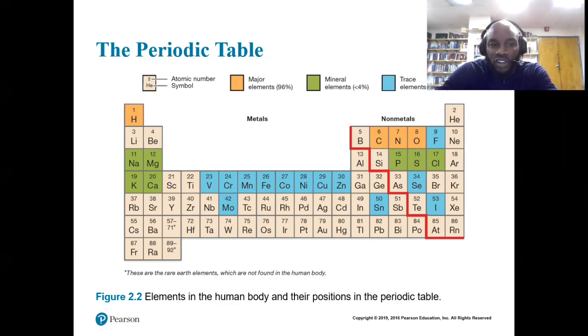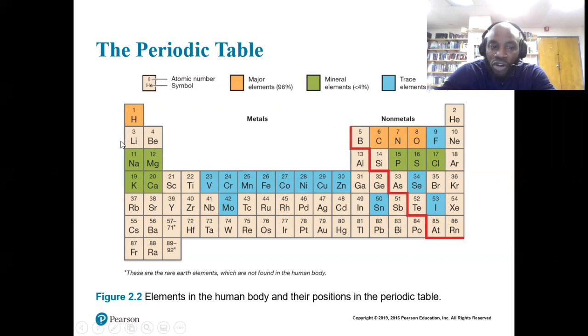Also, you'll see the ones that are in green. We're going to talk about those as well. Sodium, magnesium: Na, sodium, Mg, magnesium, K, potassium, Ca, calcium. Very important. Everybody, when they think of calcium, probably think of bones, but we're also going to see calcium in the muscles.